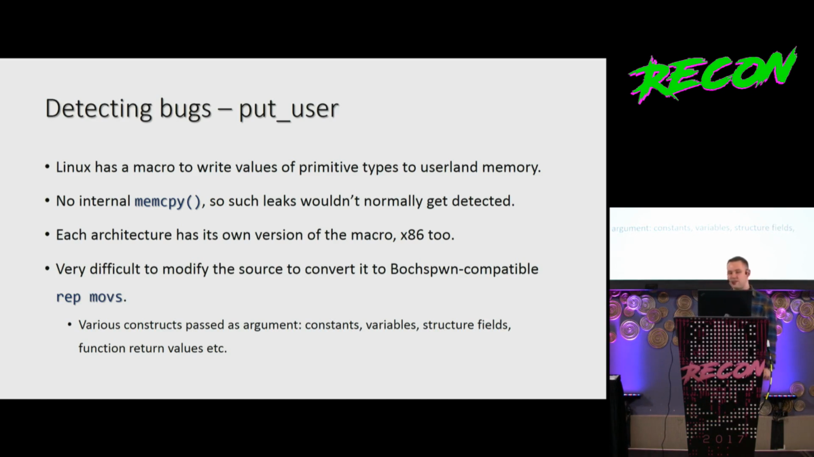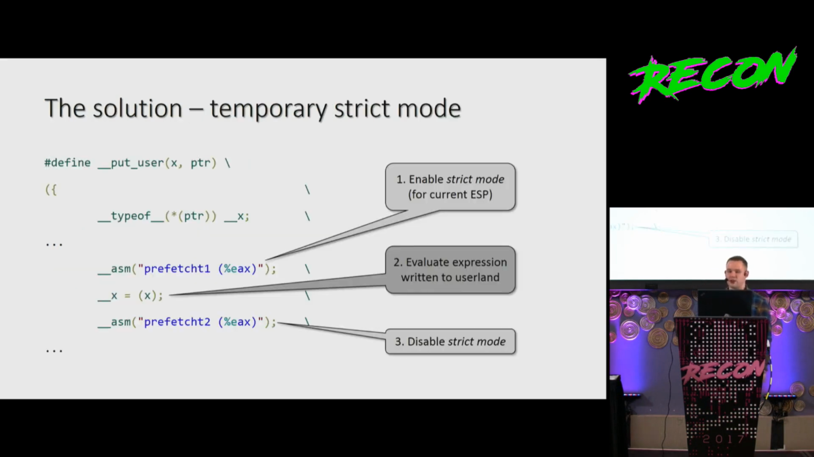And it's very difficult to modify this macro to use rep movsb or some other kind of instruction, because the constructs that are passed to this macro are very different in nature. They are constants, variables, structure fields, function return values, and so on. So what I did instead is modify the Linux kernel in this way. I added 2 instructions before and after evaluating the expression that is being copied to user mode.